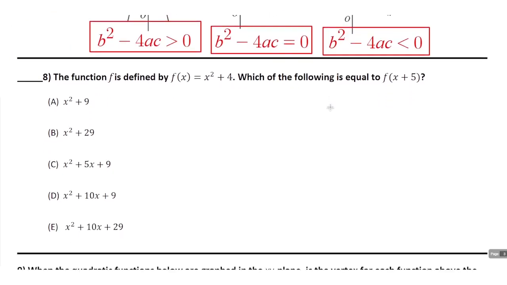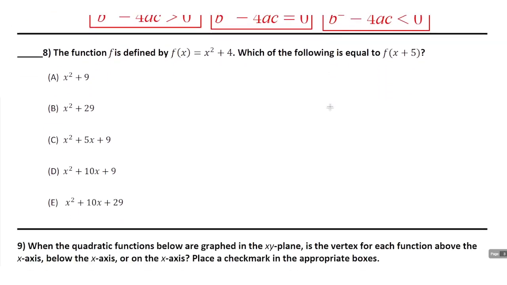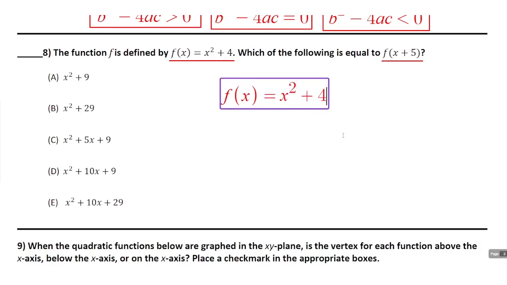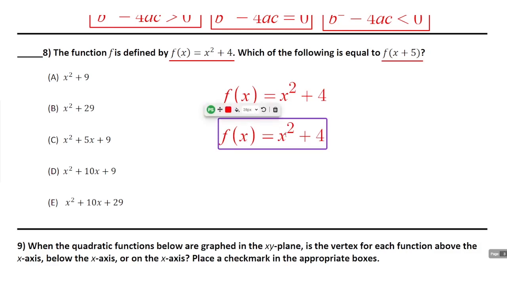For number 8, we've got the function f defined by f of x equals x squared plus 4. Which of the following is equal to f of x plus 5? So if f of x equals x squared plus 4, if we want to find f of anything else, like in other words x plus 5, we need to replace every instance of x with x plus 5. And so that's going to be this one right here.